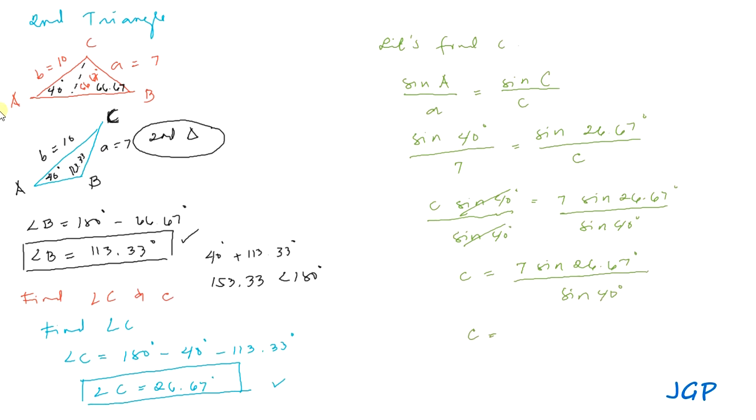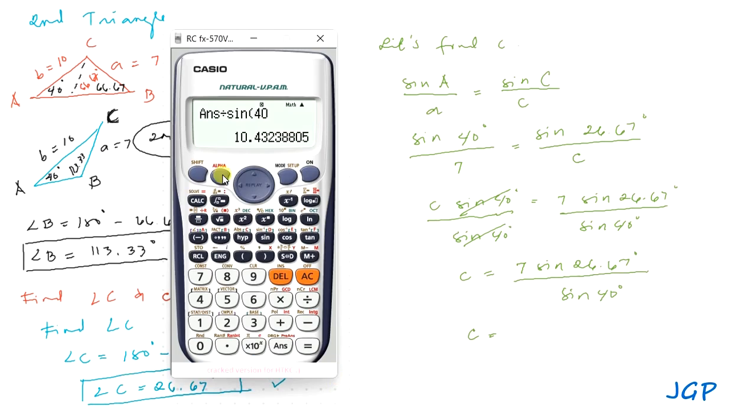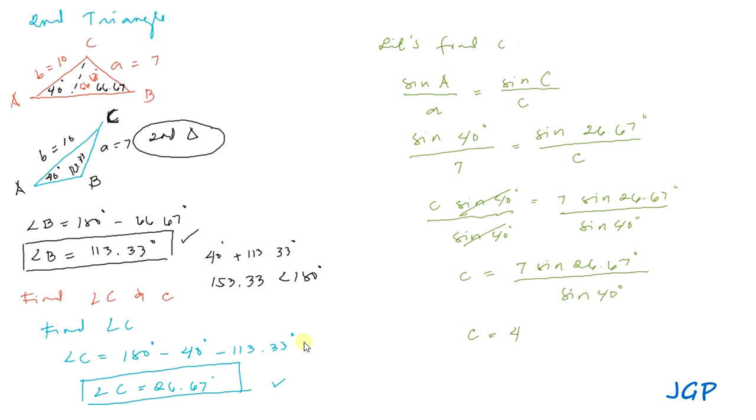So C now is equal to, let's use our calculator. We have 7 times sine 26.67 equals, divided by sine 40 degrees. So your side C is 4.89. So, our two triangles are now complete. And that's the final answer.